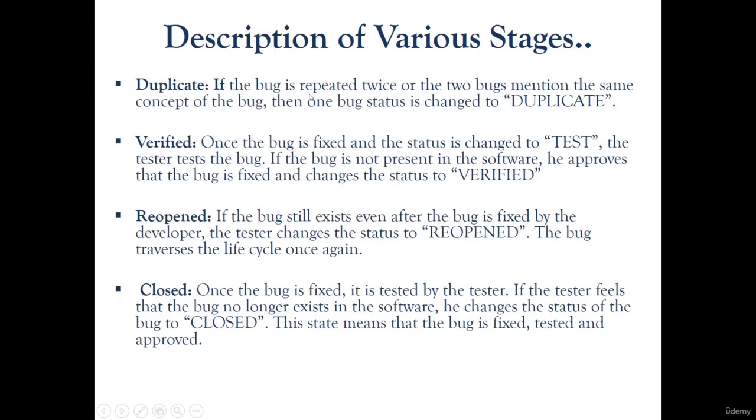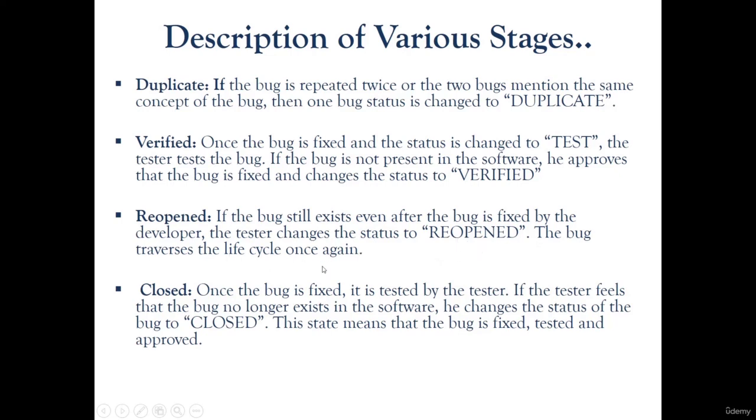Duplicate. If the bug is reopened twice or two bugs mention the same concept of the bug, then one bug's status changes to duplicate. And verified is when the bug is fixed and the status is changed to test. The tester, basically, if the bug is not present in the software, approves that the bug is fixed and changes the status to verified. And again, as I already told you, the reopen state will exist if the bug is not fixed, then you need to just reopen it and mark the status.